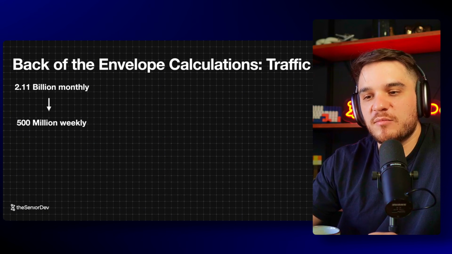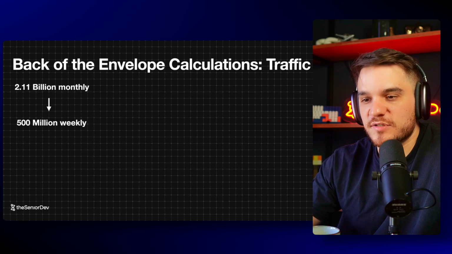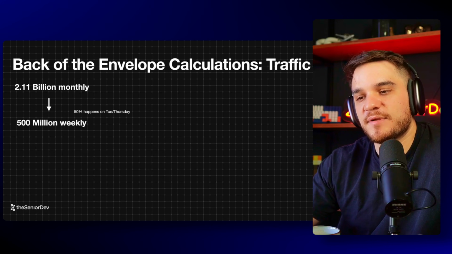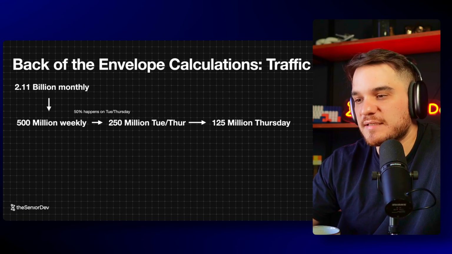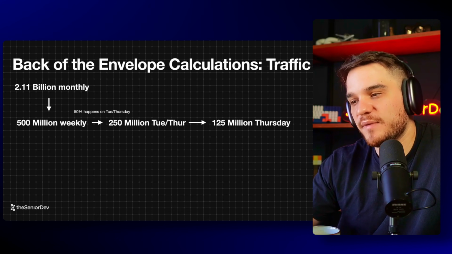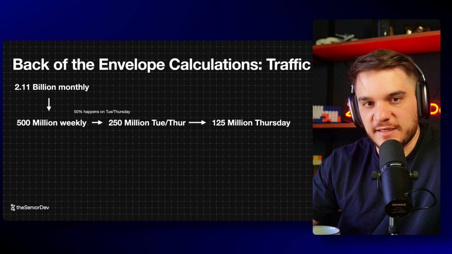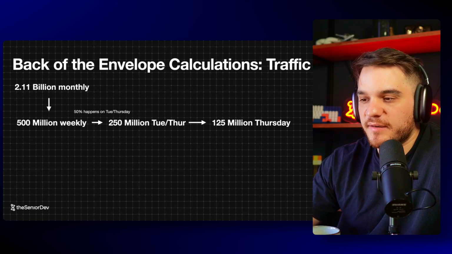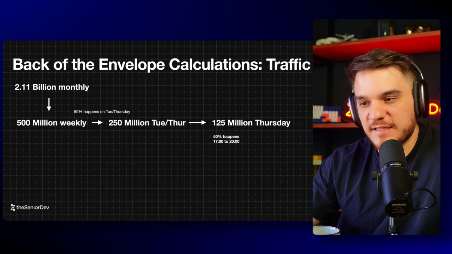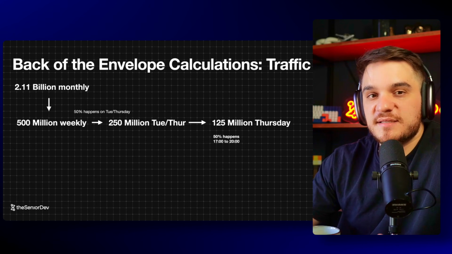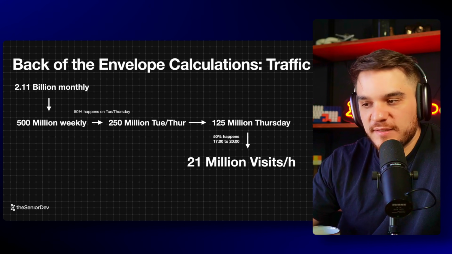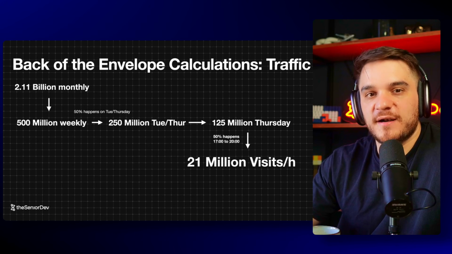And so let's break this down by week. So that would be 500 million users weekly. And if 50% happens on Tuesday to Thursday, that means we get 250 million on those 2 days. And finally, 125 million visits on Thursday. But remember that we had a peak hour and that 50% of traffic on that specific day happens between 5 to 8 p.m., which means that in that peak hour, we have 21 million visits per hour.